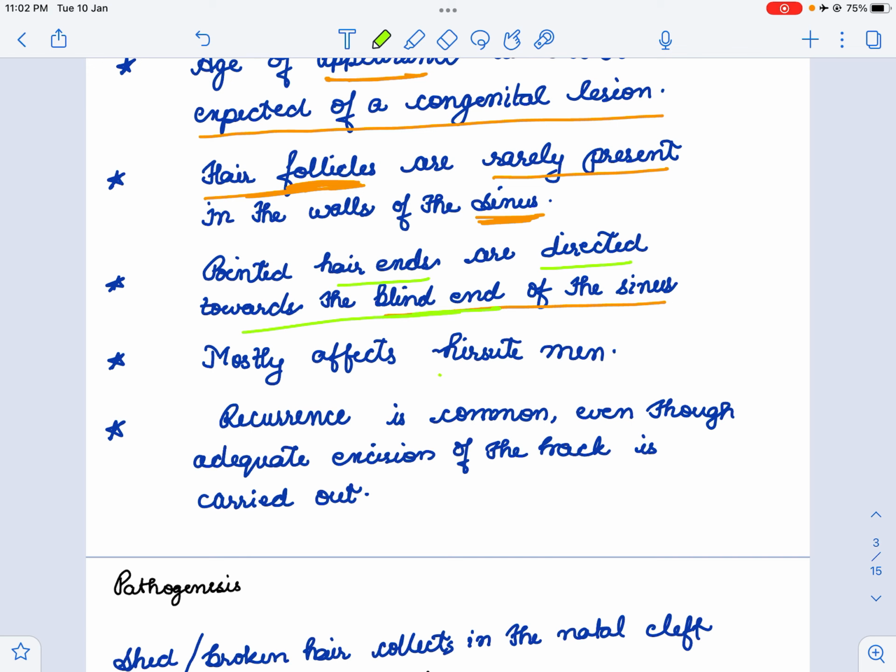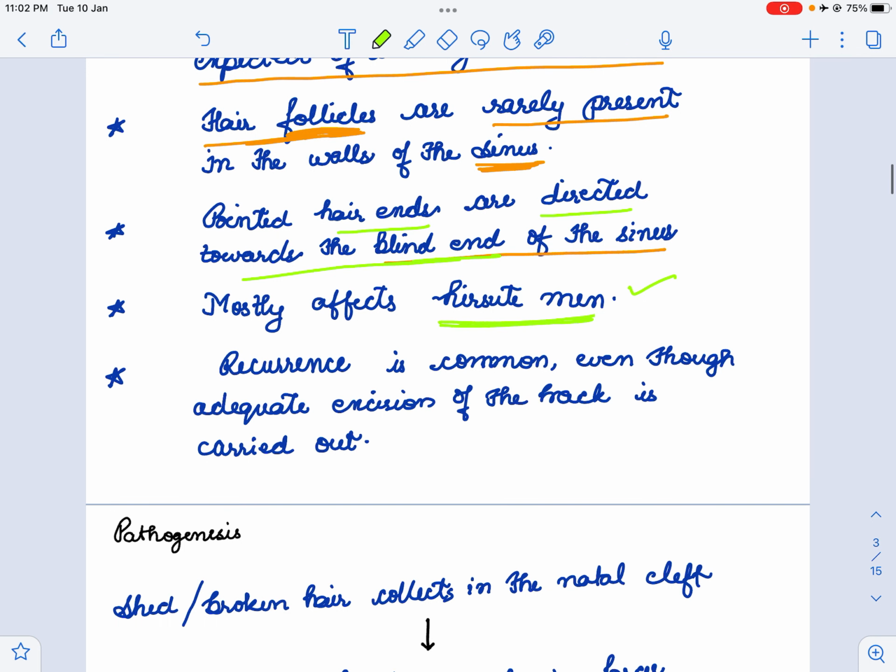It mostly affects hirsute men, that is, it affects men who are more hairy. So this itself indicates it is an acquired disease. And lastly, recurrence is common even though adequate excision of the tract is carried out. That is to say, because certain individuals are predisposed to it.